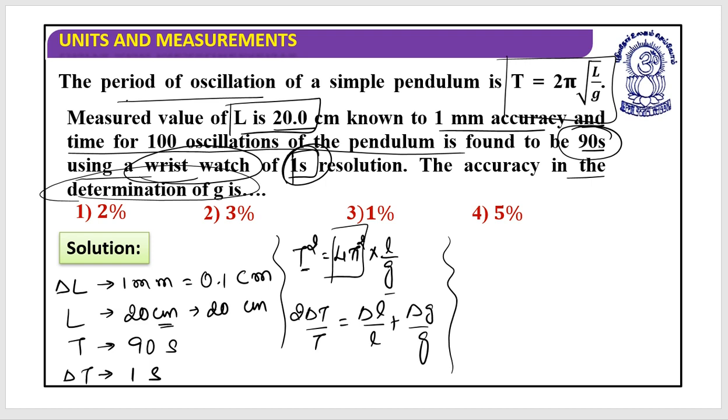So I need to find out G. So delta G by G equals twice delta T by T plus delta L by L. Again the same thing: errors are always added, so it would be positive. So this equals 2 multiplied by delta T, which is 1 second, divided by the total time, 90, plus delta L, which is 0.1, divided by 20.